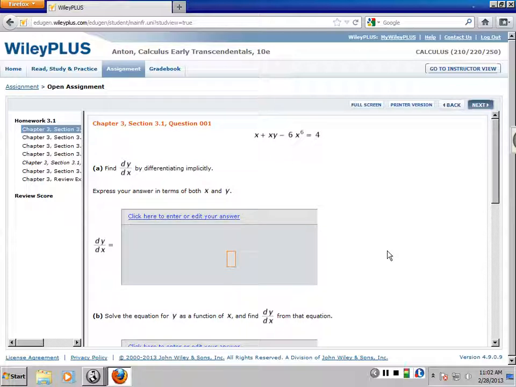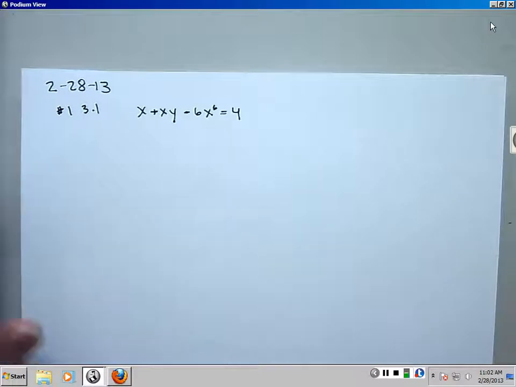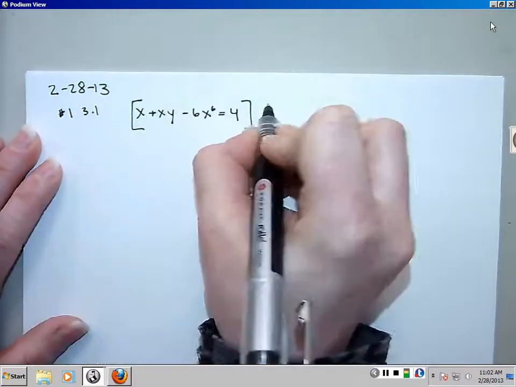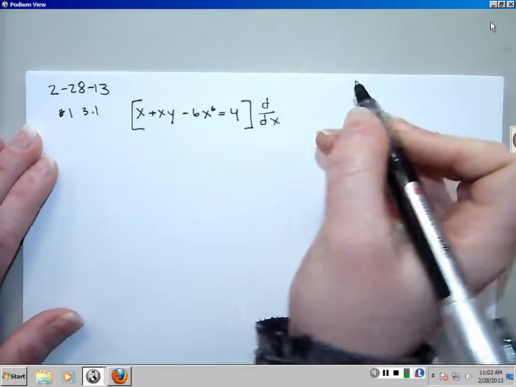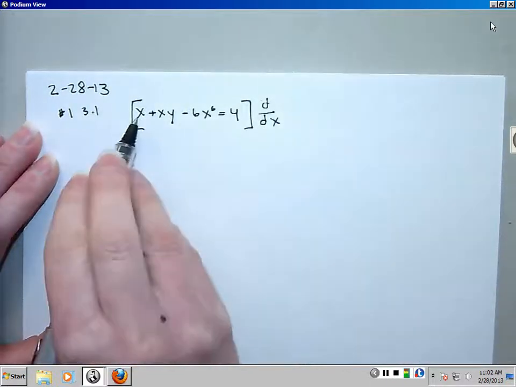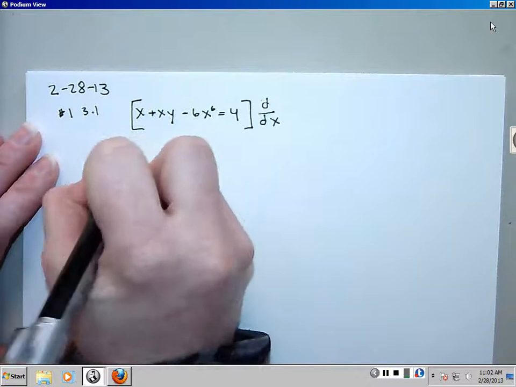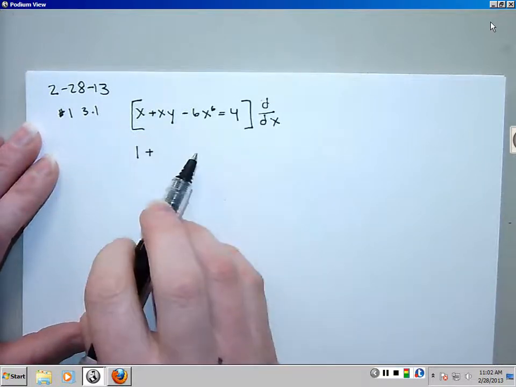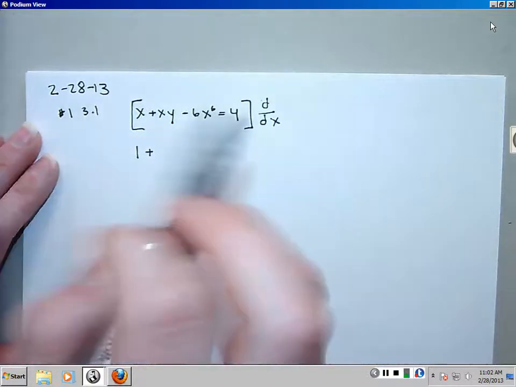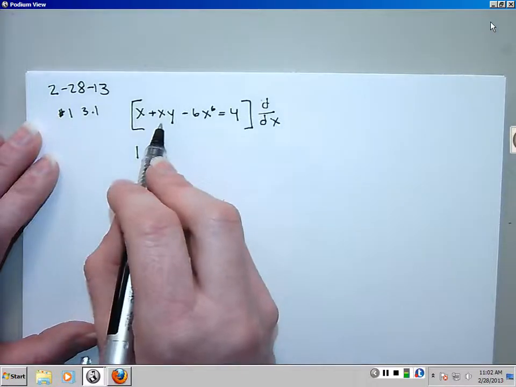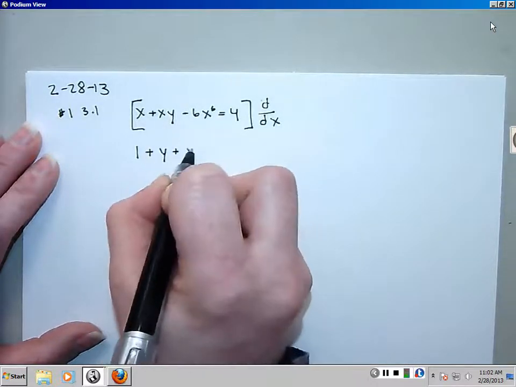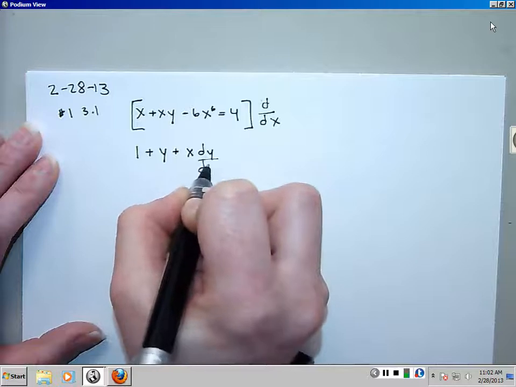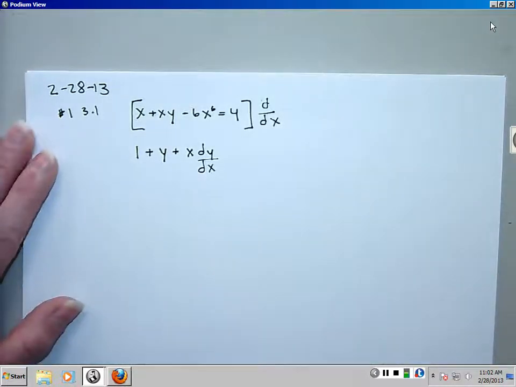So you have x plus x times y minus 6x to the 6th power equals 4. They want us to do implicit differentiation. With implicit differentiation, I differentiate the whole relationship with respect to x. So what's the derivative of x? 1. What's the derivative of x times y with respect to x? I have to do the product rule, right? So the derivative of x is 1, hold y, plus the derivative of y, hold x, and I get x times dy/dx. Does anyone have any questions with that?